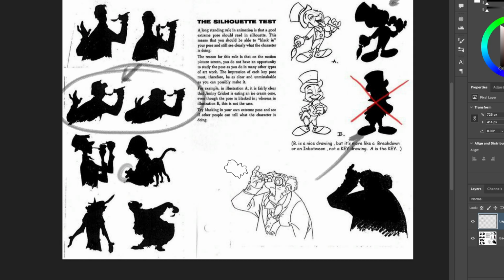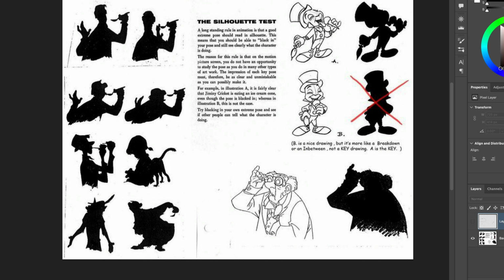The reason why making clear silhouettes is important is that you want your audience to be able to see very clearly. It's almost like an icon. If you had the image and you shrunk it down and looked at it from across the room, you would know exactly what was happening. Okay.